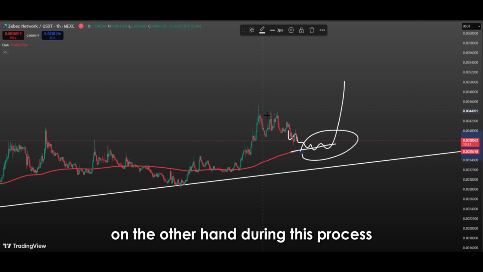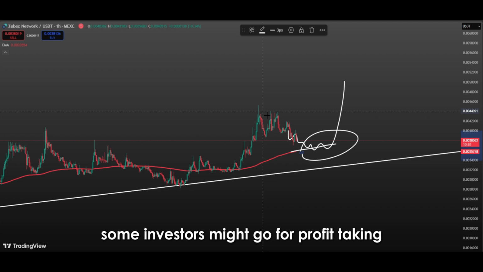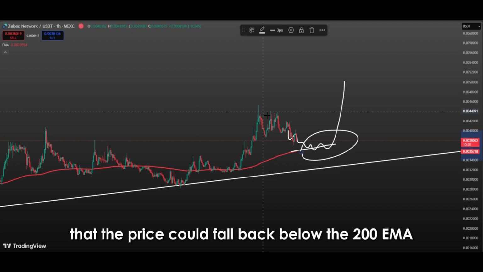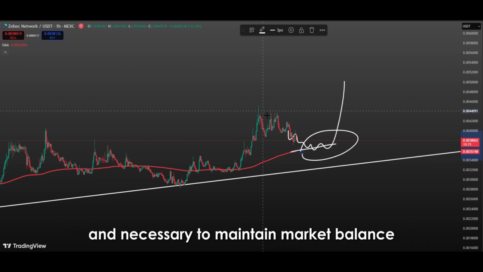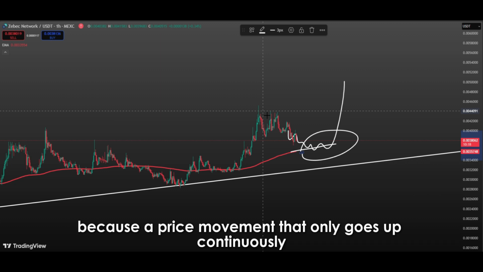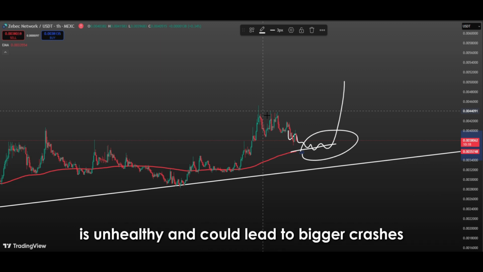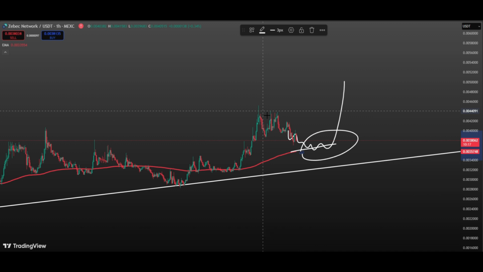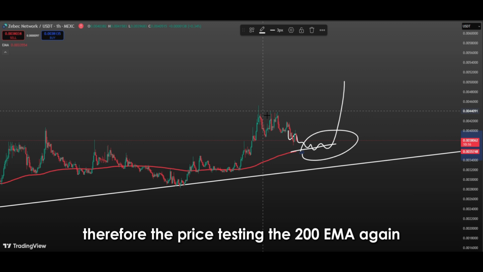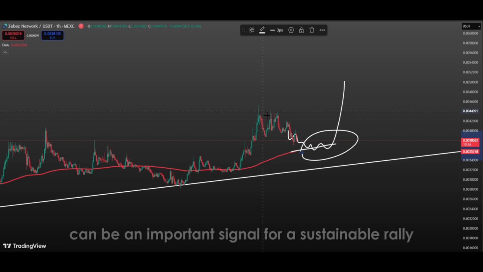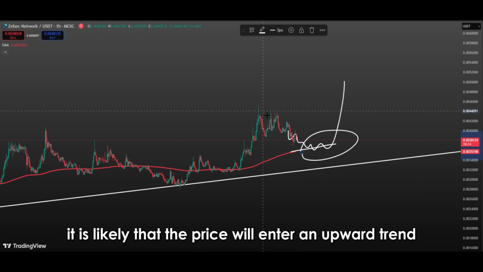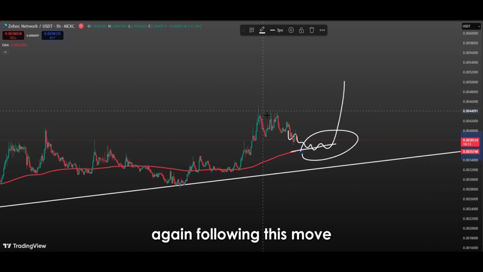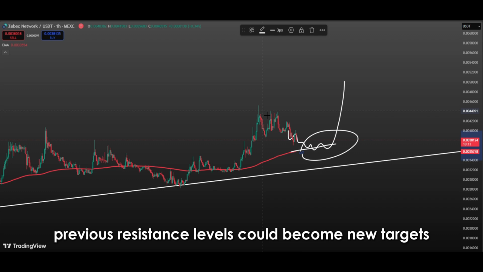On the other hand, during this process, some investors might go for profit-taking out of fear that the price could fall back below the 200 EMA. But such corrective selling is generally short-lived and necessary to maintain market balance, because a price movement that only goes up continuously is unhealthy and could lead to bigger crashes. Therefore, the price testing the 200 EMA again and gaining strength from this level can be an important signal for a sustainable rally. If the retest process is completed successfully, it is likely that the price will enter an upward trend again. Following this move, previous resistance levels could become new targets.